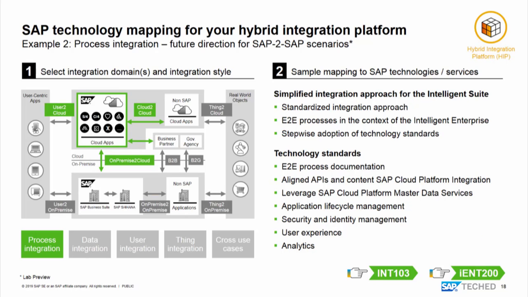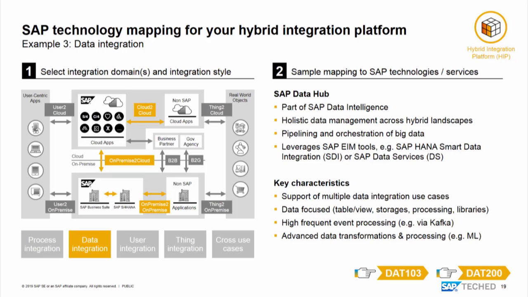That's the process integration area. Then if we move forward to data integration, what we also saw in the keynote are SAP Data Hub and SAP Data Intelligence. That's the evolution of the SAP Data Hub, combining the SAP Data Hub with machine learning capabilities as part of the SAP Cloud Platform. Here you are not integrating business processes, but rather focusing on the orchestration of data, also orchestration of big data.